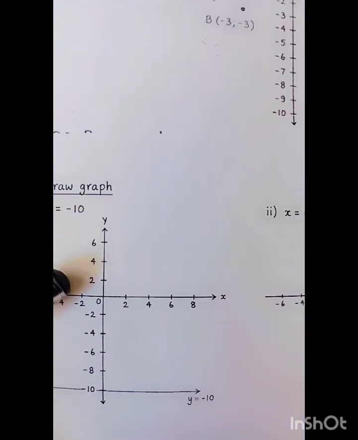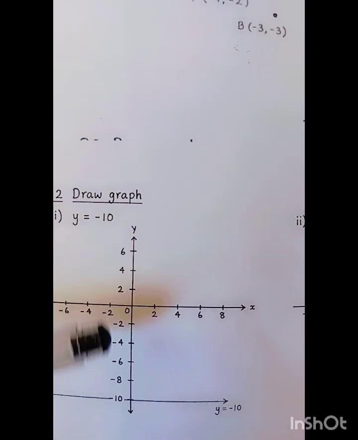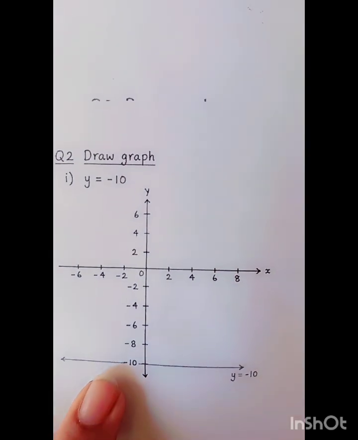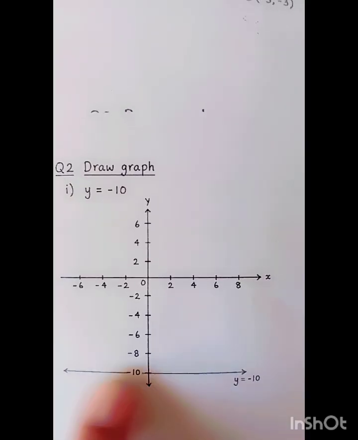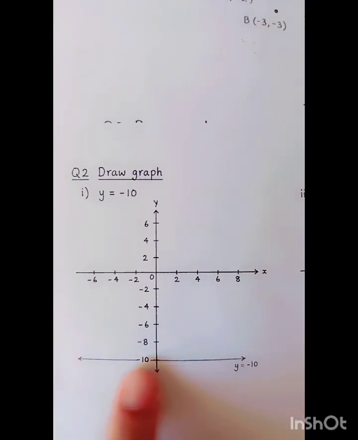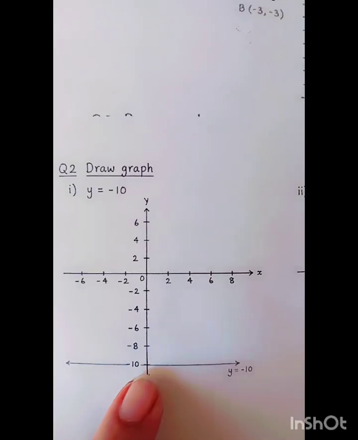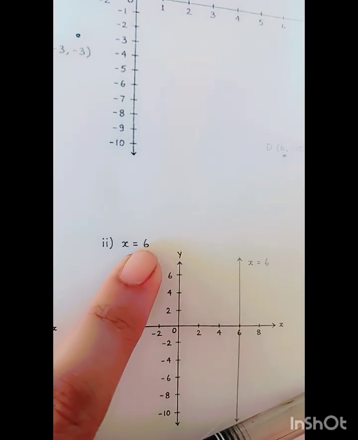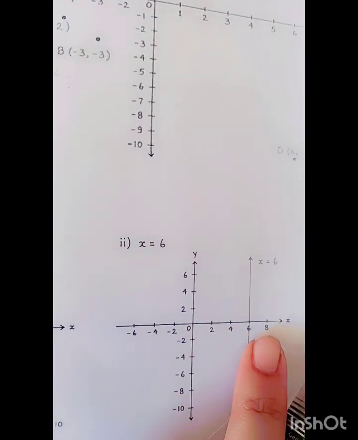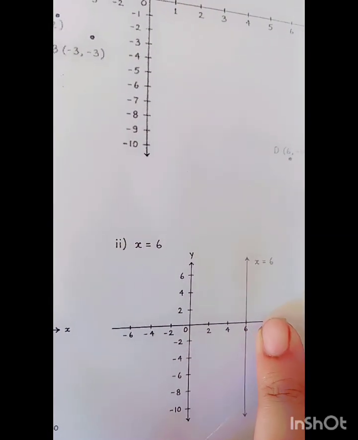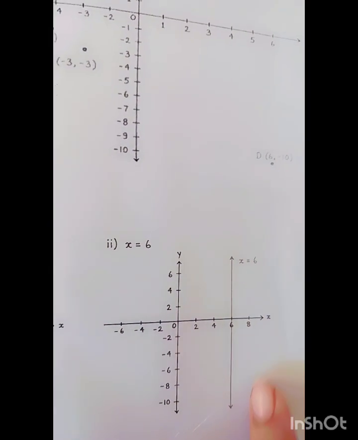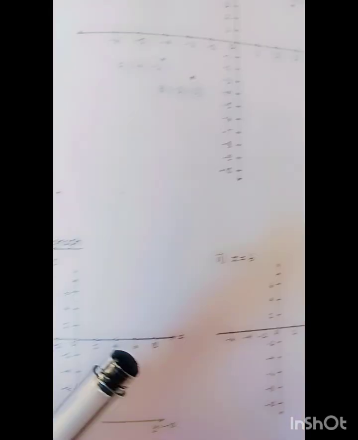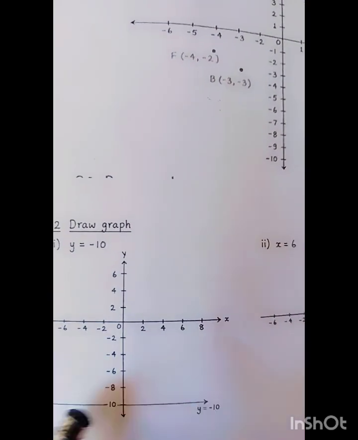So this is the y-axis and minus values are downwards, this is minus 10. So here your line will be drawn at minus 10, this is your horizontal line, where y is minus 10. Now if x is given, x equals 6. This is the x-axis, positive side here 6, so you will have a vertical line. So when x is given you will get a vertical line, when y is given you will draw a horizontal line.